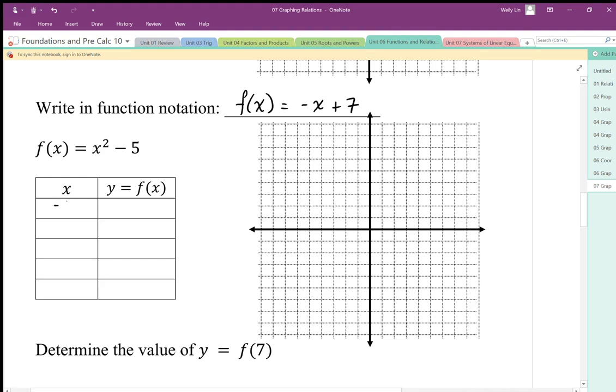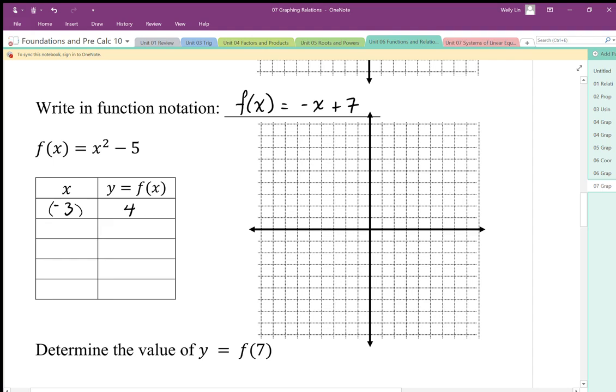I'm going to start with negative 3. And negative 3 squared, remember that you don't plug this into your calculator as negative 3 then square. We have to put the negative in brackets before we square it. Otherwise you're going to get an incorrect calculation. That's very important to note because that's a common mistake. But negative 3 squared is positive 9, minus 5 is going to be positive 4.